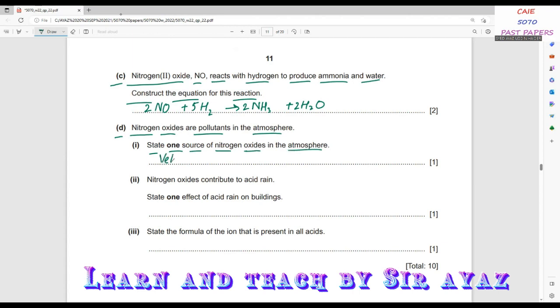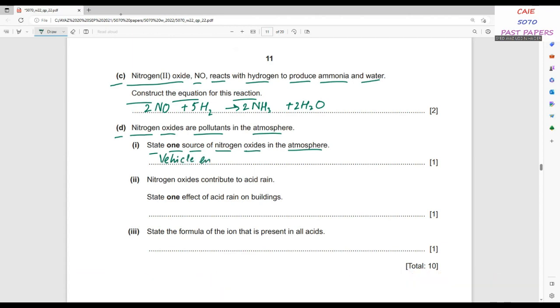Vehicle engines, or car exhaust fumes, or fossil fuel powered stations.